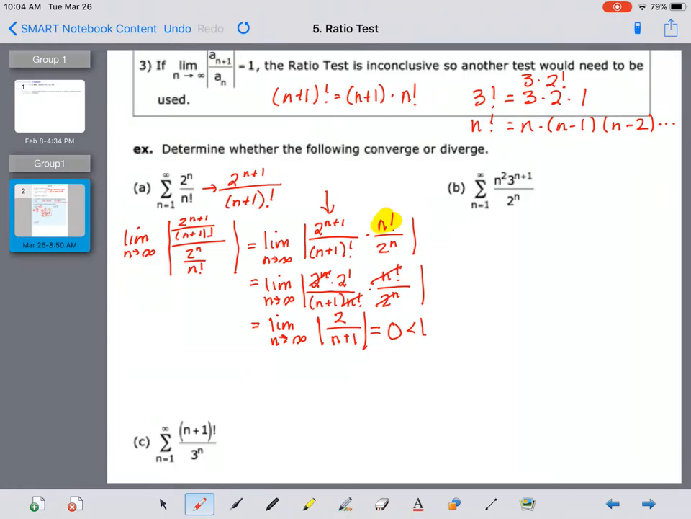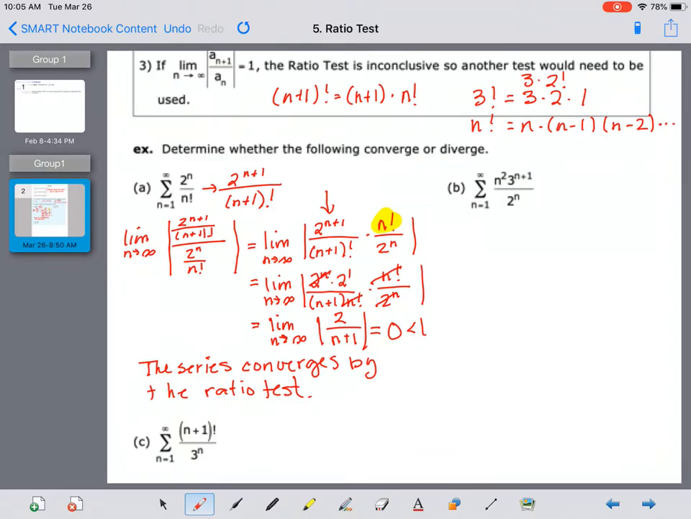So now I can say the series. I want to establish that we're dealing with a series, and I want to answer the question, so this one converges by the ratio test. Okay, and there we go. So let's do one more example.